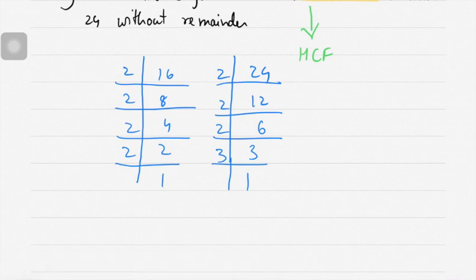Okay, so the prime factors of 16 are 2, 2, 2 and 2, and the prime factors of 24 are 2, 2, 2 and 3, right? So the common factors are 2, 2, 2, right? Just multiply them.